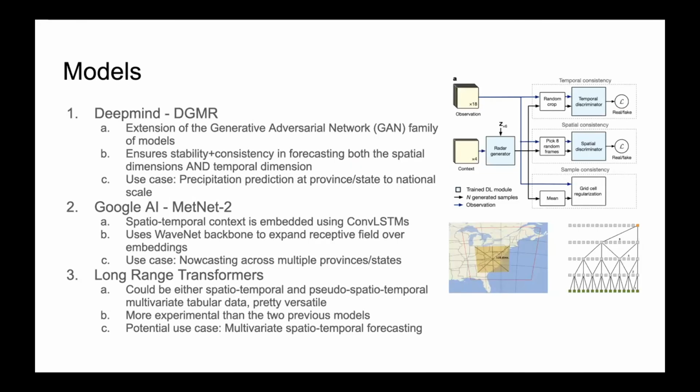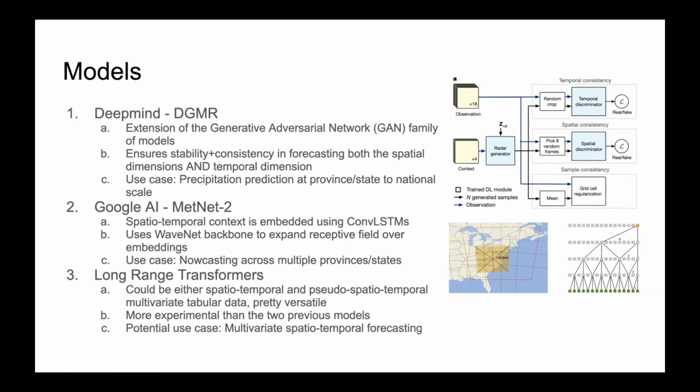So there's three interesting models that we found. So one was called the DGMR by DeepMind, so Deep Generative Model of Radar. It's an extension of the GAN family, so the Generative Adversarial Network. Essentially it is a conditional GAN where it takes in the context into the generator, and the generator will be constrained by the discriminators too. So it'll be a temporal and a spatial discriminator. So this ensures stability and consistency in forecasting in both the spatial dimension and the temporal dimension. So a use case for this would be precipitation prediction at a province and state level to about national scale, and also nowcasting too.